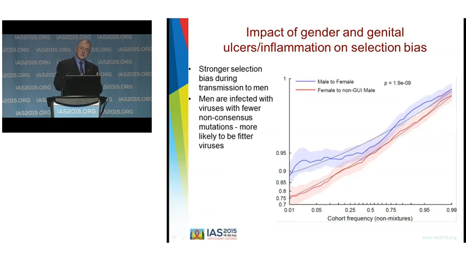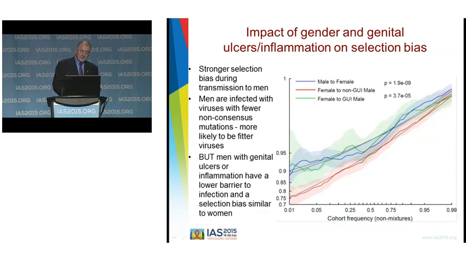The curve is shifted to the left, and in fact, from a 50% frequency point on, the curve is essentially flat, saying that less frequent amino acids, the ones that one might consider to be mutations selected for by the immune system, are now being transmitted with equal efficiency, and therefore the virus transmitted is going to be less fit. Surprisingly, when we looked at men with genital ulcers and inflammation, we saw a similarly low barrier to transmission. So it says that there must be some barrier at the mucosa that is imparting this selection, particularly in female to male transmission.